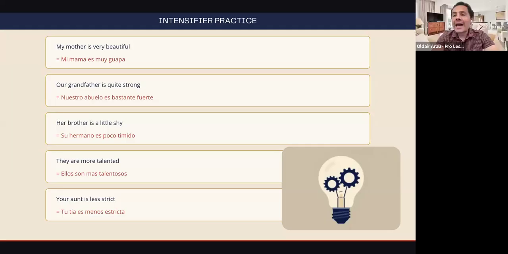Tu tía es menos estricta. Let's do this one because it's a little bit intermediate level. The last one. Your aunt is less strict. Let's say your aunts are less strict. Tus tías son menos estrictas. Everything becomes plural. Tus tías son menos estrictas.